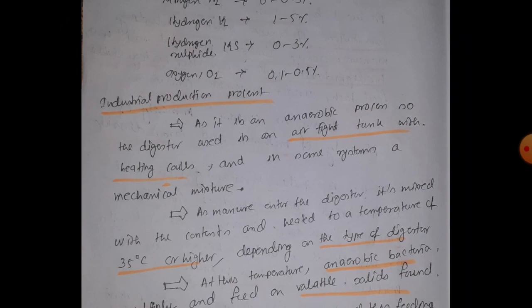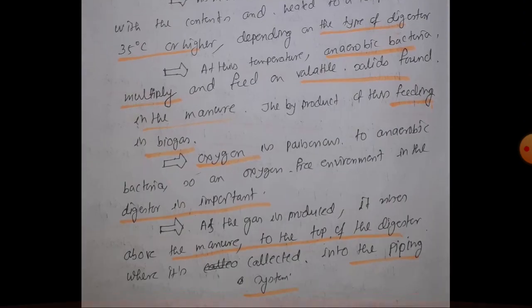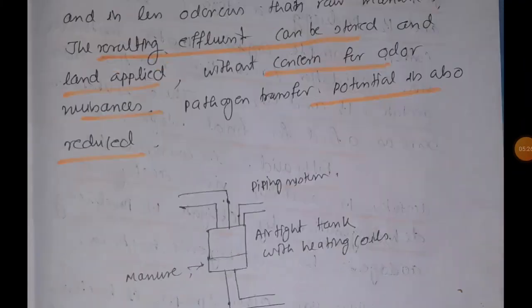An anaerobic digester where we keep the manure, and we heat it at a temperature above 35 degrees centigrade, using anaerobic bacteria that perform feeding reactions. This feeding reaction produces biogas as a byproduct that is collected by a piping system. That is the entire concept that I have written here. Now let's come here.